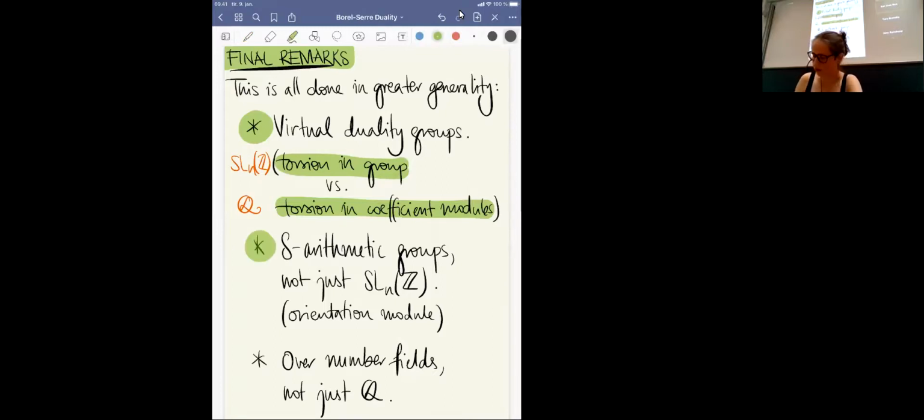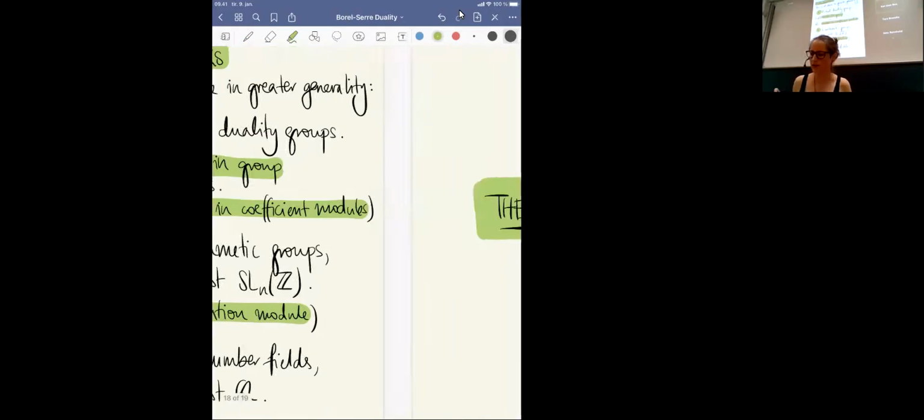Borel-Serre do this for general S-arithmetic groups. So for example, we also get these symplectic groups and the general linear groups. Here you need to be careful that there might be some orientation module showing up if the action of GLNZ is orientation reversing, so we need to take this into account. We could ignore this for SLNZ. And then finally, just for completeness, Borel-Serre work over number fields in full generality and not just over Q. And this is all I have to say.